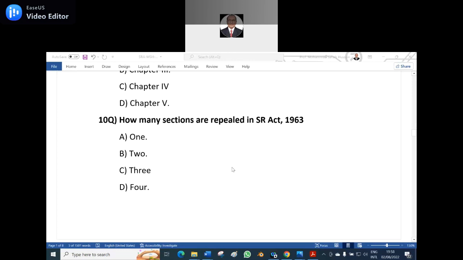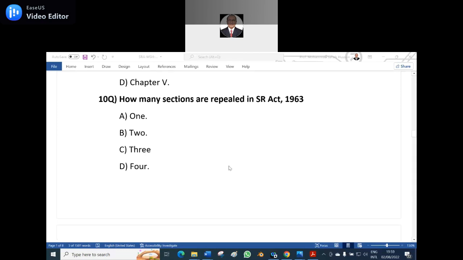Okay, 10th question. How many sections are repealed in the Specific Relief Act 1963? Option A 1, option B 2, option C 3, option D 4. Two sections. The right answer is two sections, Venunath rightly said.